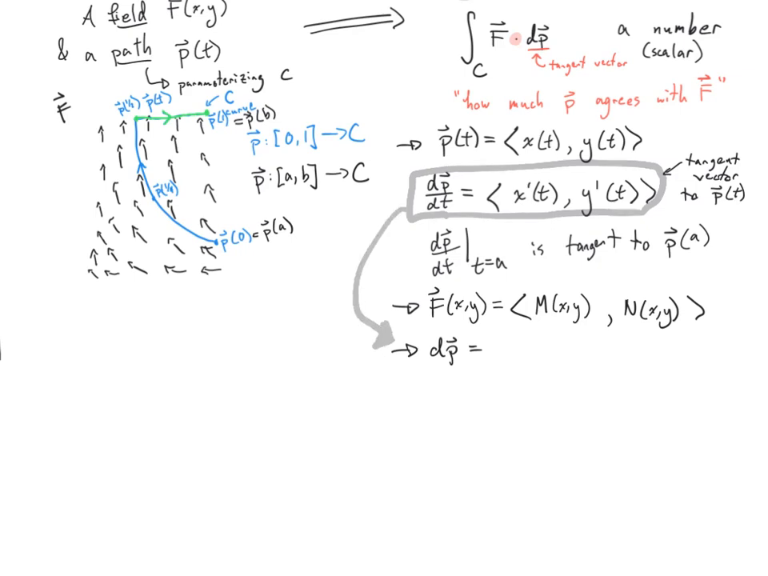But we have to kind of get rid of the dt's everywhere. So dp is going to look like just dx comma dy. Okay? And f is m comma n. So the integral that we care about, the integral over c of f dot dp, that's a dot product of two things which are vectors. So let's take the dot product. That's the integral of m comma n dot dx comma dy.